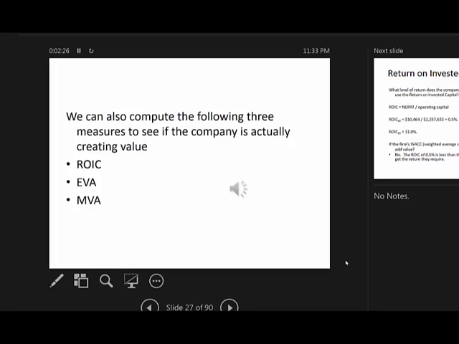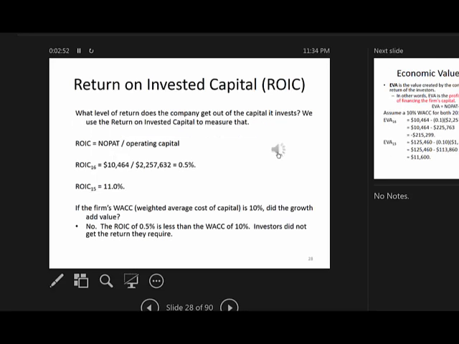We can also compute some other measures to see if the company is actually creating value for its investors. These measures include ROIC, which is the return on invested capital, the EVA, which is the economic value added, and MVA, which is the market value added. For this company, what level of return does it get out of the capital it invests? We can use the return on invested capital formula to measure that.